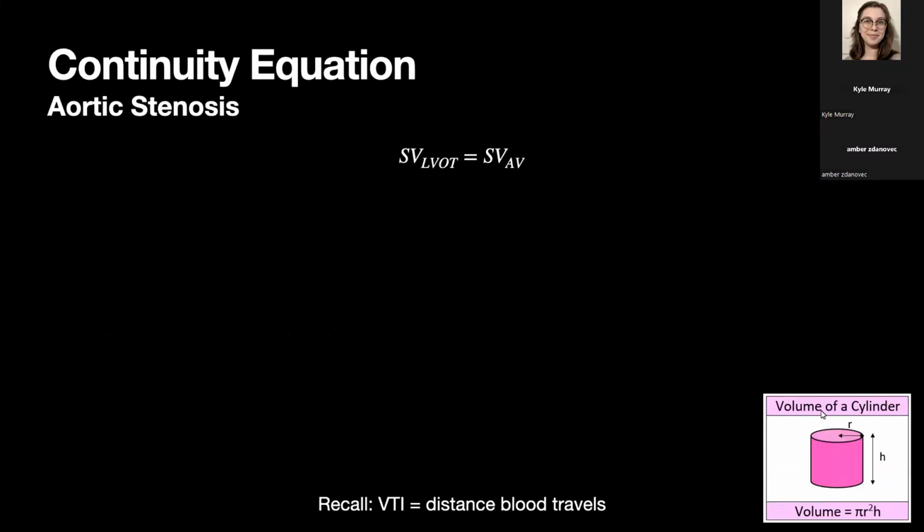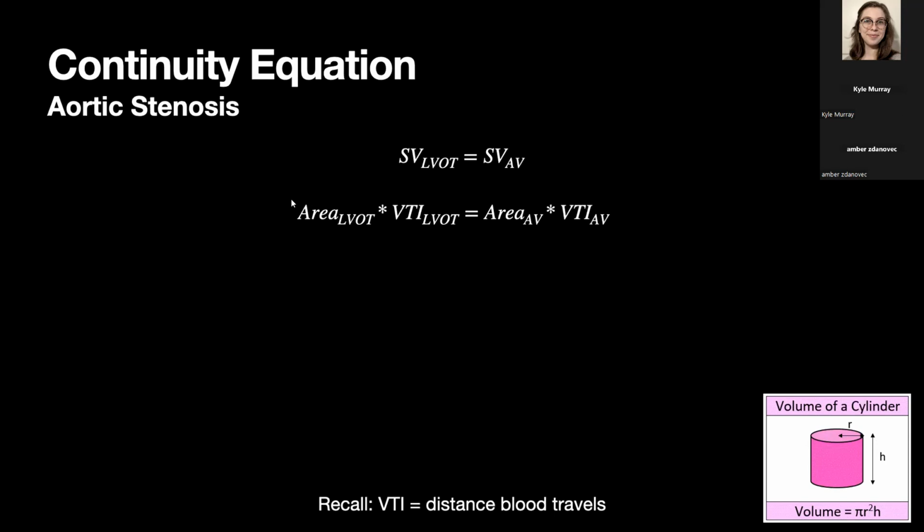So remember down here, this is your volume of a cylinder. So basically, the volume of this shape is our stroke volume. So we know the stroke volume going through the LVOT has to equal the stroke volume going through the aortic valve. Another way to say that is using this equation for volume: pi r squared h, or basically, if you know the area of this circle, you can multiply it by the height, and that'll get you the volume. Does that make sense? The area of this circle, the volume, or the height.